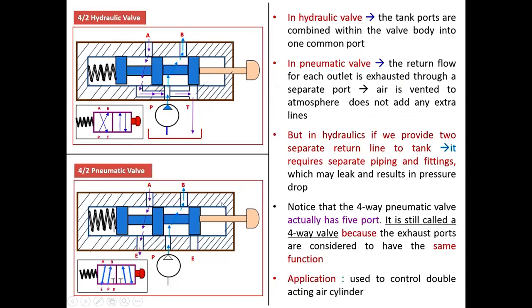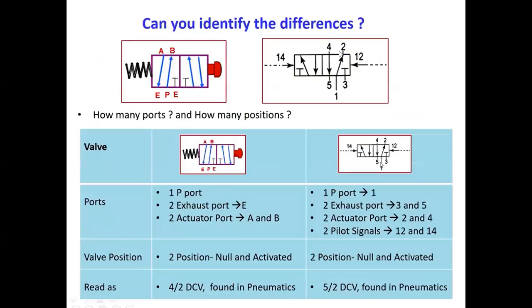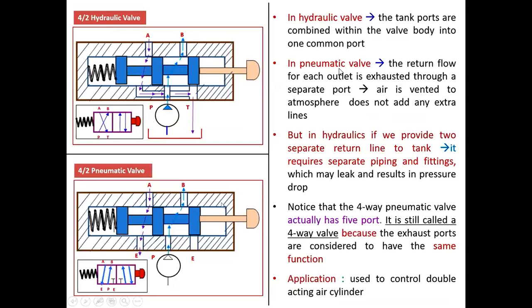So, the 4/2 hydraulic valve. In a hydraulic valve, the tank ports are combined within the valve body into one common port. In a pneumatic valve, the return flow for each outlet is exhausted to a separate port. Air is vented to the atmosphere and does not add any extra lines. But in hydraulics, if we provide 2 separate return lines to the tank, it requires separate piping and fittings, which may leak and result in pressure drop.